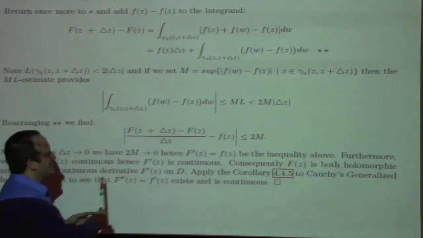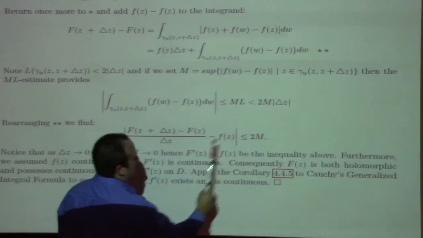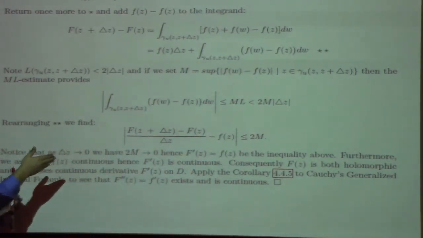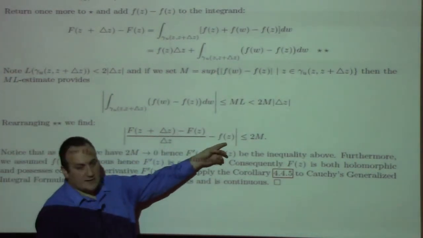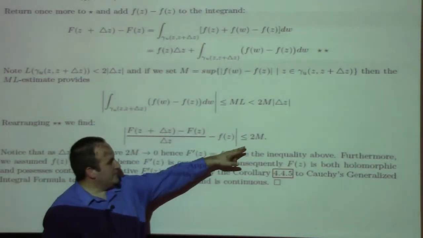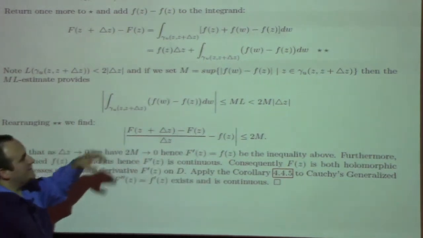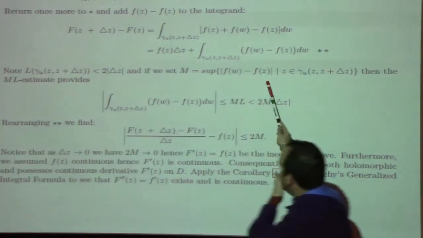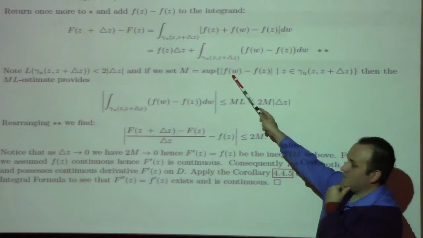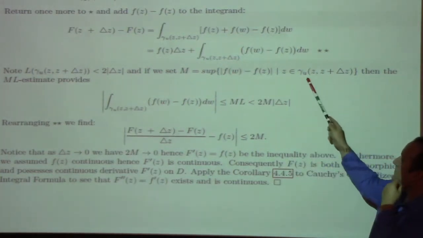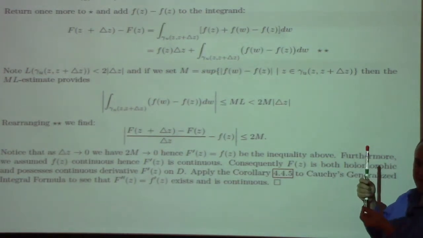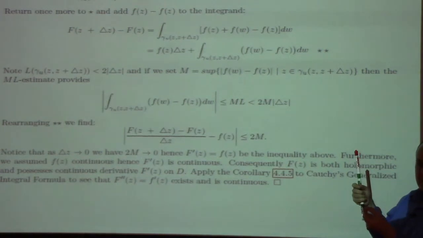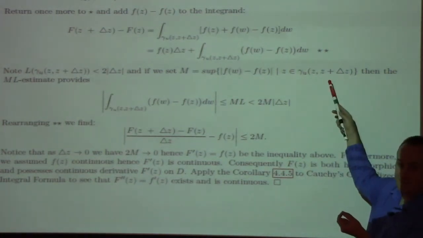Let's see here. So the ML theorem gives you this, right? And then if you divide that by the modulus of delta z, you got the difference quotient. And then you got f of z sitting here. And then where's M coming from? M is the supremum of this, right? So what happens as delta z goes to 0? As delta z goes to 0, this just goes to a point, which means the difference goes to 0. M goes to 0 as delta z goes to 0, quite intuitively from this.